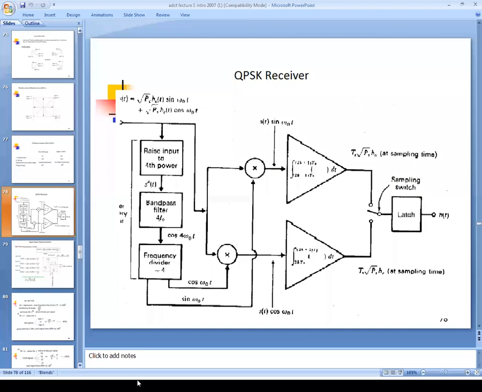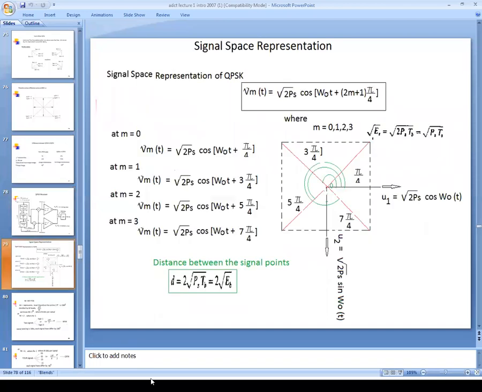So these are the others of the QPSK receiver. Then we go to the signal space representation.